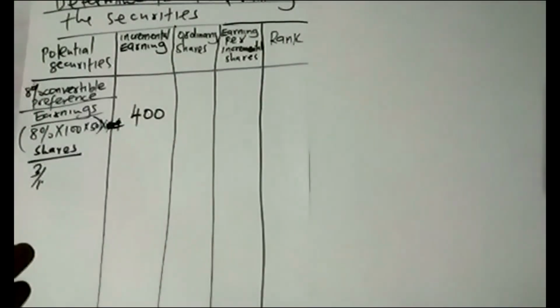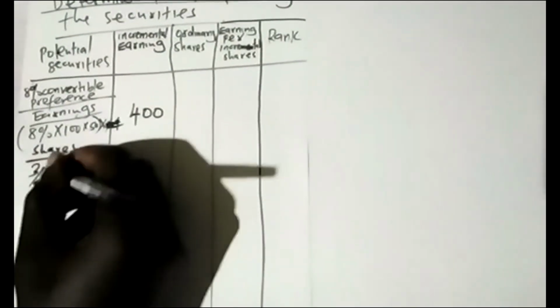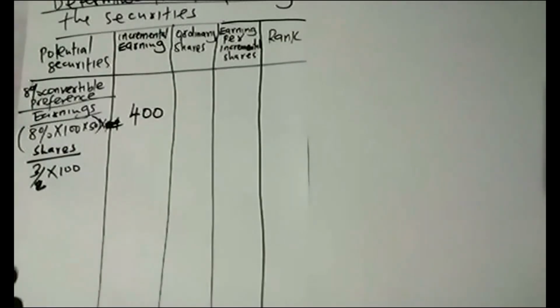We say 3 over 3. Will I say 3 over 2? So 3 is equal to 2. What about 100? We have 100. You say 100 times 3 over 2. So it's 3/2 times 100. So this one, remember, we have converted to ordinary.